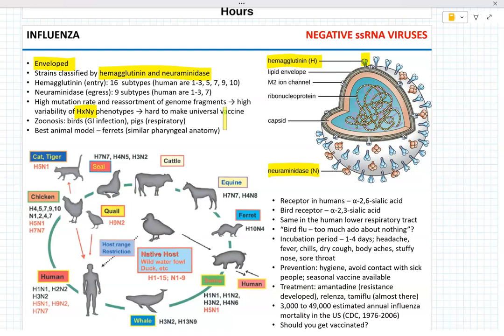Oh yeah, it's certain types of hemagglutinin, certain type of neuraminidase. It's the enzyme that's critical for the release of the virus from the cell. Now, epidemiology. Let's talk about this. First of all, it's zoonotic. It infects a lot of animals.